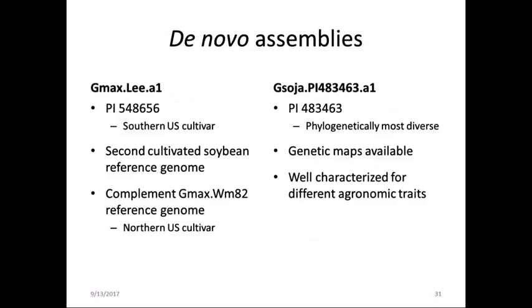So Glycine max Lee and Glycine soja. This will be the official community-supported assembly names. And we can see the Lee is a southern US cultivar. It is supposed to be a complement to the Glycine max Williams 82. And then G. soja was found to be the most genetically diverse in the SoySNP50K project. There already are genetic maps available for it, and it's well characterized. So it was a good candidate for a Glycine soja reference map.